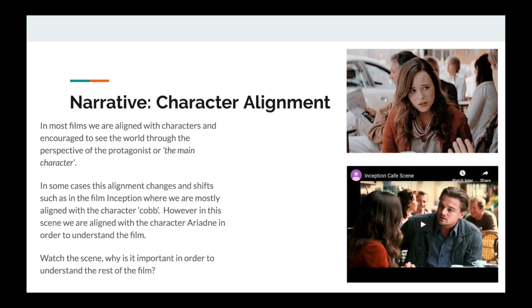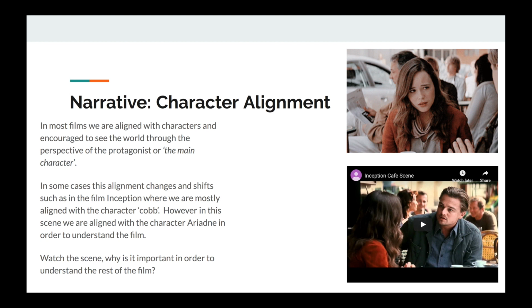Moving on to develop our understanding of narrative a little bit further, we're going to look at character alignment. In most films, we're aligned with characters and encouraged to see the world through the perspective of the protagonist, or otherwise the main character. So, in most films, we align with one group, with one individual. We are aligned and encouraged to see the world from their perspective.